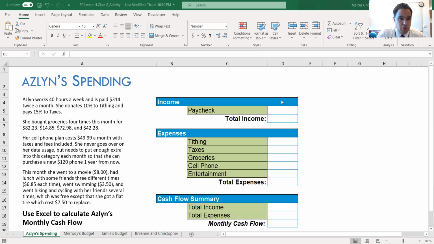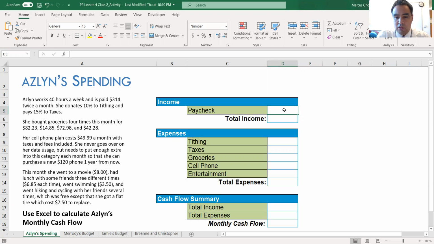She works a bunch of hours a week. She gets a paycheck twice a month. She donates 10% to tithing and pays 15% to taxes. There's a bunch of stuff on the left that will give you some information. And we're doing this as a monthly budget. And so she gets paid 314 twice a month.